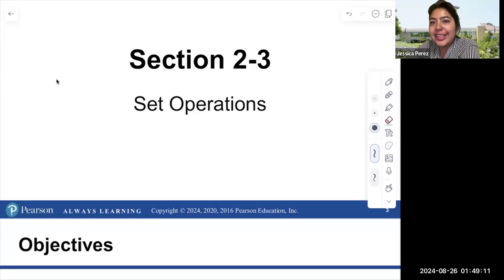Hey everyone, welcome to the last section of this week, which is section 2.3, set operations.